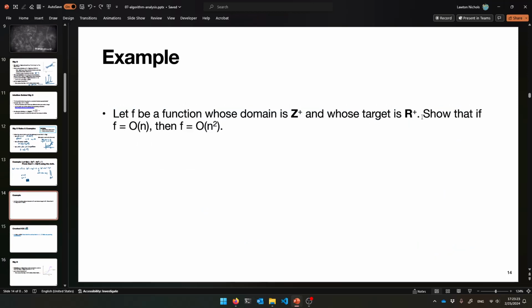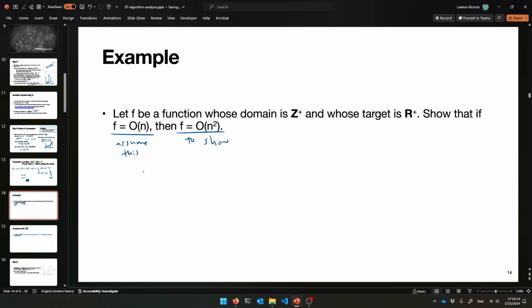So all right, if this is true, then that is true. This is a direct proof. Assume this, assume f is big O of n, and we're going to prove this. This is what we need to show.